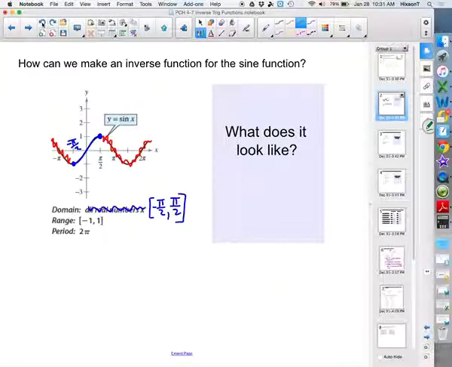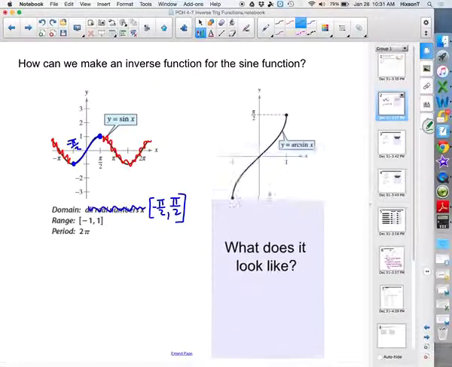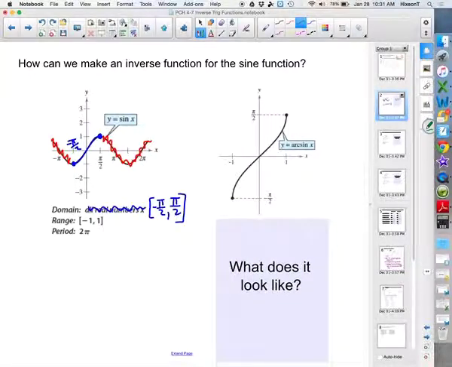And now if you think about what happened when we reflected across the line y equals x, all the x and y coordinates switch. So instead of the point pi over 2, 1, now I'm going to have the point 1, pi over 2. 0, 0 will still be 0, 0. But instead of having negative pi over 2, negative 1, I'm going to have negative 1, negative pi over 2. So what does this look like? It looks like this. Okay?